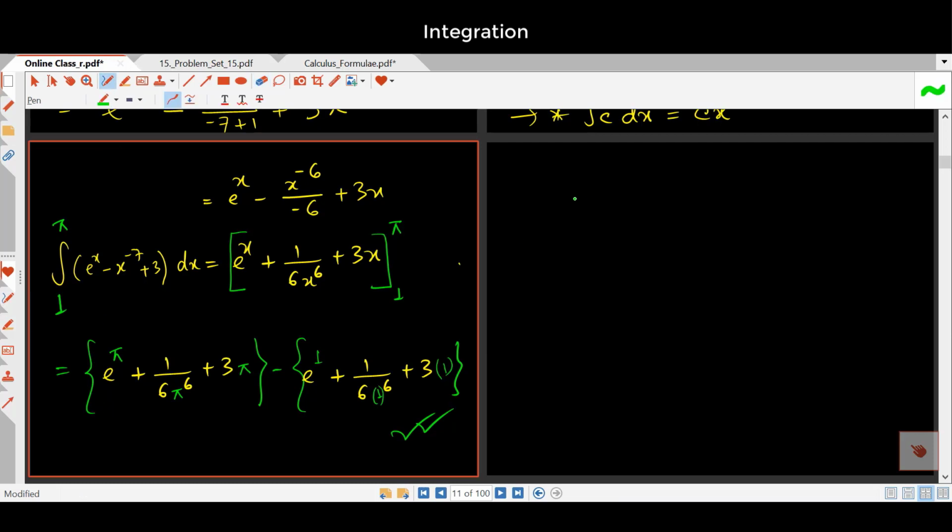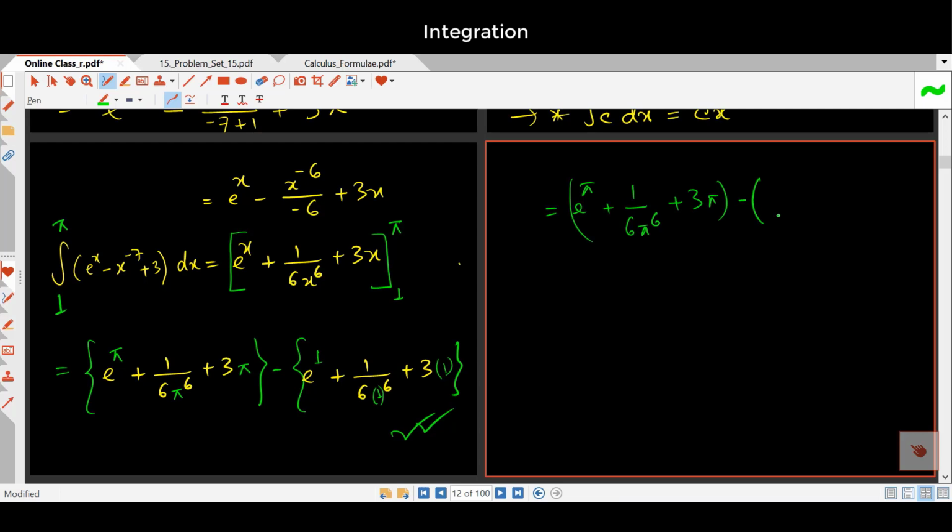But let me simplify here again. So here you will get e power pi plus 1 over 6 pi to the 6 plus 3 pi, minus e power 1 is e plus 1 over 6, and 1 to the 6 is just 1, so just here I am writing 6 plus 3. Now you can use your calculator. So this is our result.